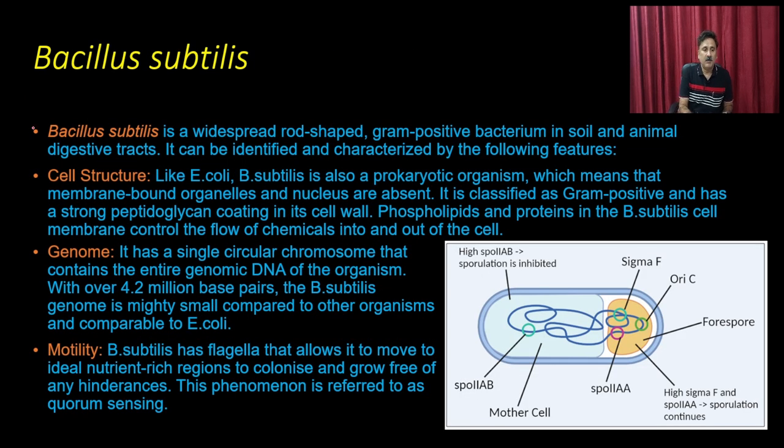Okay. Now, let us move on to the next host organism, and the next host organism is Bacillus subtilis. Bacillus subtilis is a wide-striped, rod-shaped, gram-positive bacterium found in soil and the animal digestive tract. It can be identified and characterized by the following features.